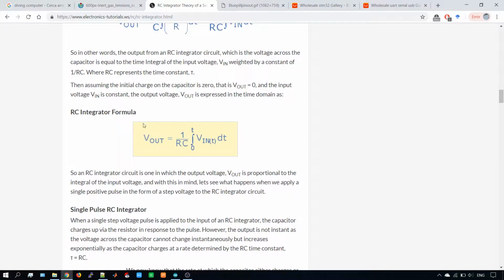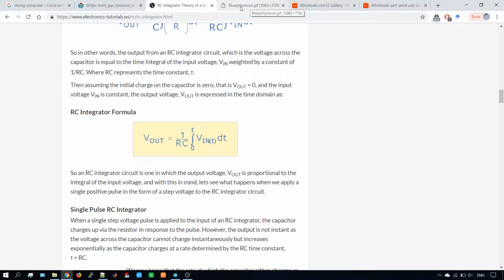Why is this called an RC integrator? Because under some circumstances this gives you the integral of the input voltage, but this is only the case where the input voltage is a pulse with a very short duration, much shorter than the characteristic time of our system. So this is not relevant for us now. It doesn't work as an integration.